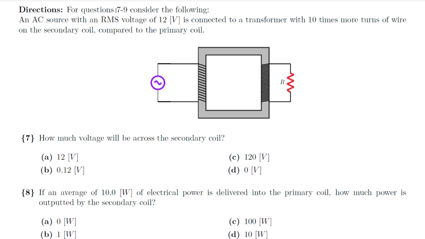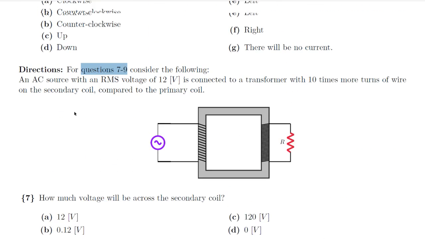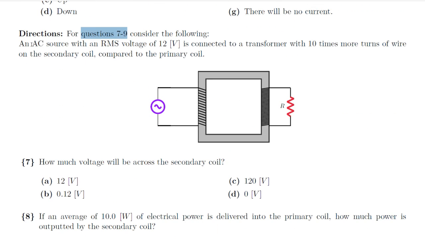So for questions 7 through 9, so these 3 questions here. You have an AC source. Okay, so we have the symbol which indicates an AC source. It has an RMS voltage of 12 volts. So remember to distinguish between the root mean square, the RMS, and the peak or maximum value. There's a relation which is based on a square root of 2. It's a very simple one, but you want to remember that.